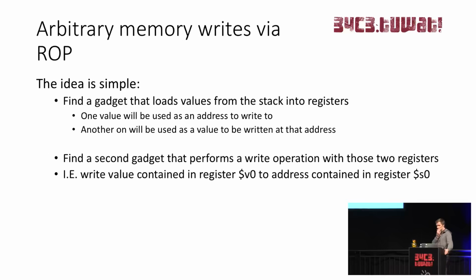So the idea for looking for gadgets is that you find a gadget that loads data from the stack into the registers, and then you find a second gadget that works with the data in those registers. For example, you have one register, V0, which contains the value you want to write, and another register, S0, which has the address you want to write to.